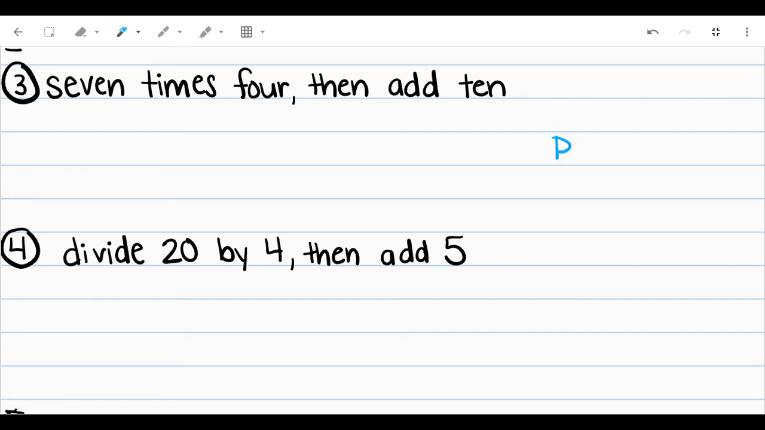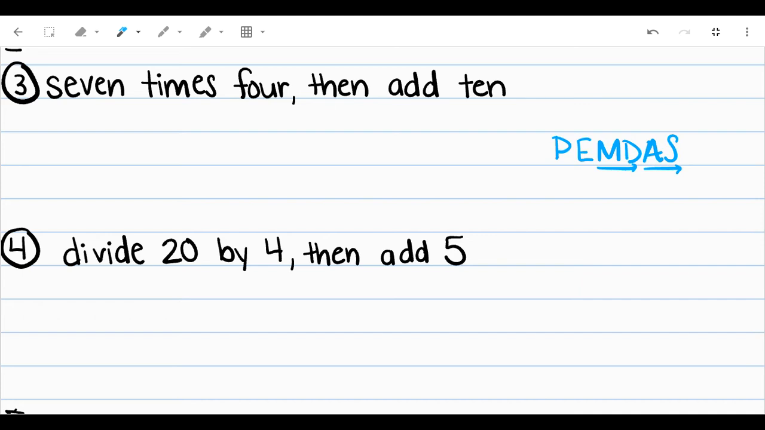I'm going to write PEMDAS over here again. And for those of you that don't remember, P is parentheses, E is exponents, the M and the D are multiplication and division left to right, and the A and the S are addition and subtraction left to right. So when we're thinking about this problem, we have 7 times 4, then we have to add 10. And when we look at our order of operations, multiplication comes before addition. So we won't necessarily need to put in parentheses in this case. You can add them, it doesn't hurt. So I will show you both ways.